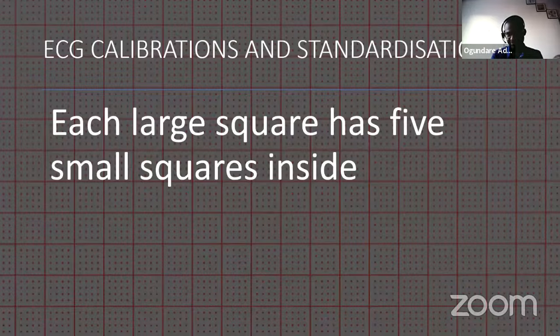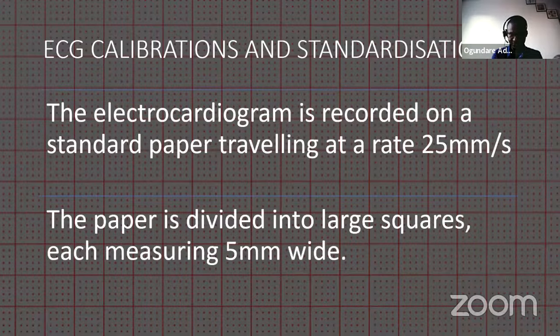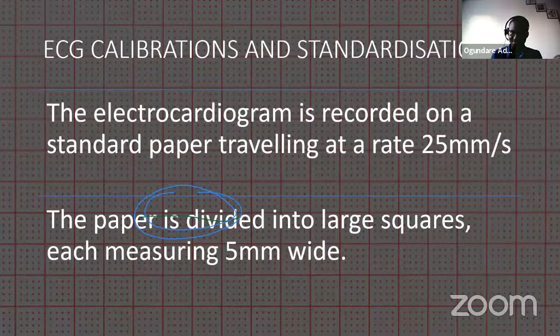A large box is 5 mm. That's what we just did in the previous slide. If I take us back, you can see this: a large square is 5 mm. And I said to us that a large square has 5 smaller squares inside. So a small square is going to be how many mm in width?